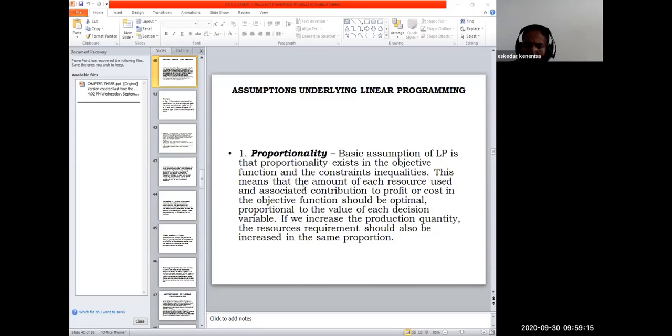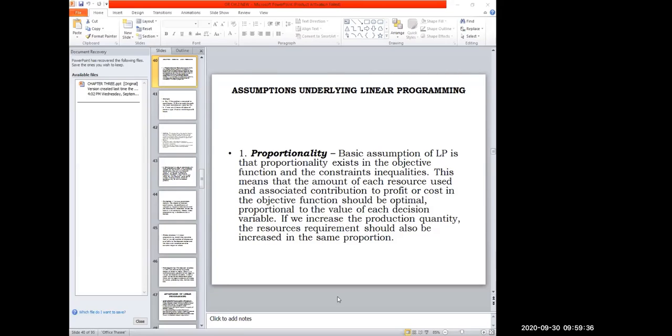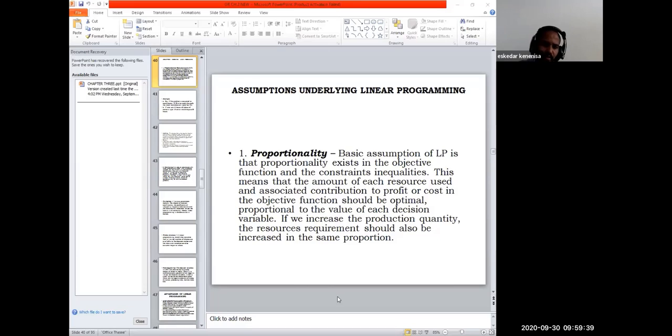And then it is also proportional to the value of each decision. The value of each decision, there are variables, independent variables and dependent variables. So if you want to increase the production quantity, the resource requirement should also increase in the same proportion. Proportionality means also that if we increase the production quantity, መጨመር ፈልገን then you have to what?